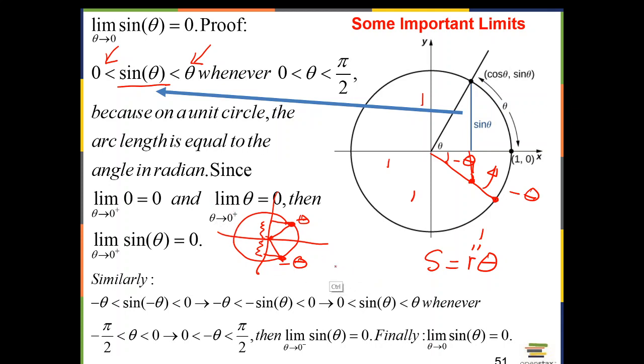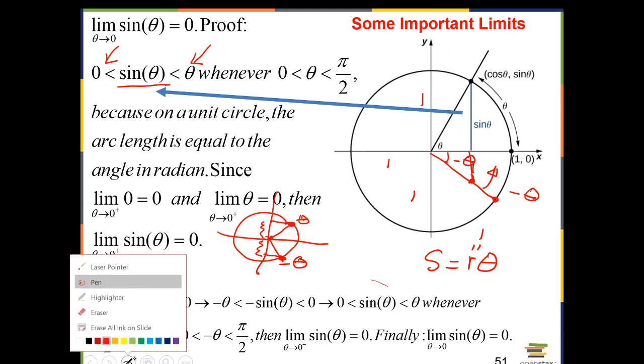So we prove that whether you go from right or from left, you end up with the same value, 0, right? From left or from right. So that means the limit of sine is 0 when theta approaches 0. So we prove that the limit of sine when theta approaches 0 is actually 0.